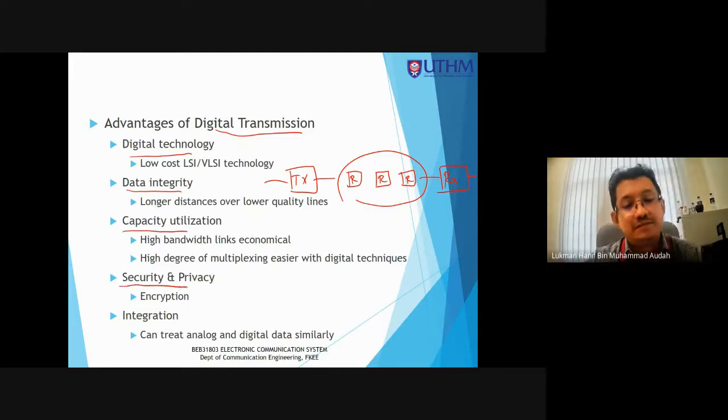Security and privacy. Only in digital system we can use a security system using encryption in order to prevent outsiders from taking advantage of the transmitted signal. Integration can treat analog and digital data similarly. Ini yang saya sebutkan tadi sebagai flexibility. We can process as analog or digital. That's a good thing about digital system. Kita boleh ada flexibility untuk proses signal itu dalam bentuk analog or digital.